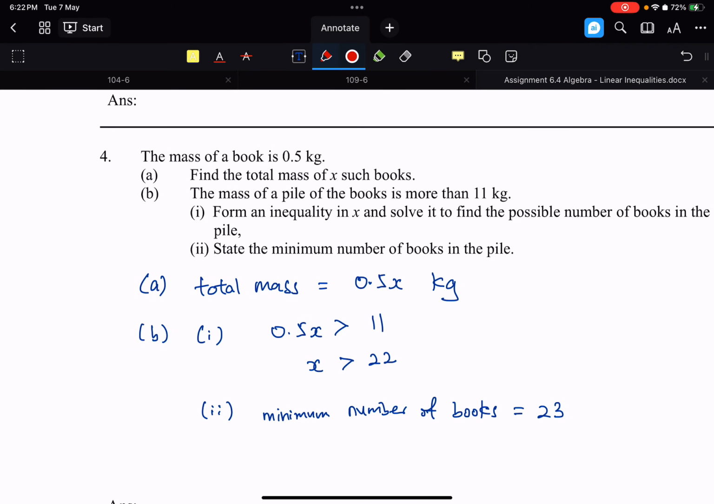Finally, the last example, the mass of a book is 0.5 kg. So the total mass will be 0.5 times x kg. And then we are told that the mass is more than 11, so that translates to 0.5x more than 11. That means x is more than 22. Now since it's strictly more than, it never says more than or equal to 11 kg, right? So it's strictly more than. The minimum number of books is one more than that, which is 23.